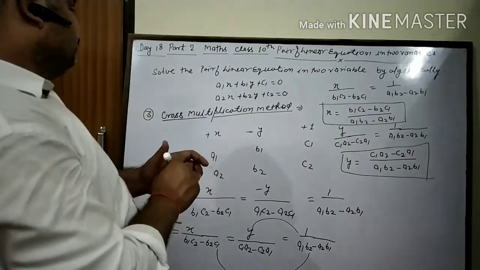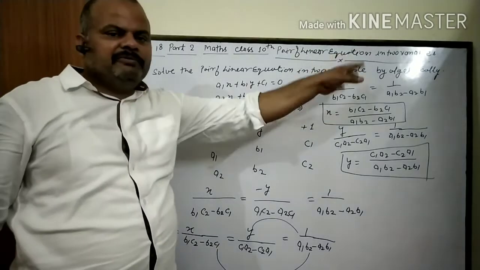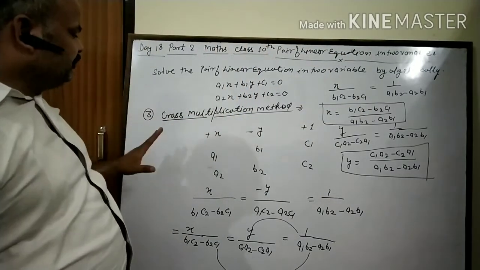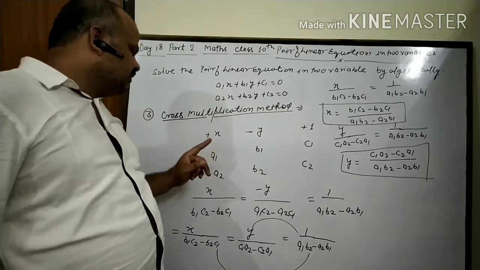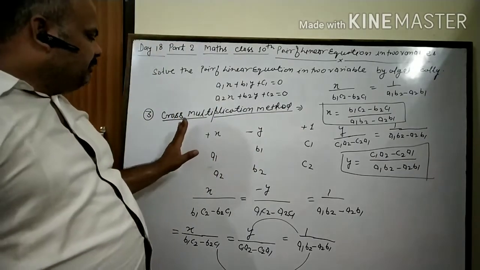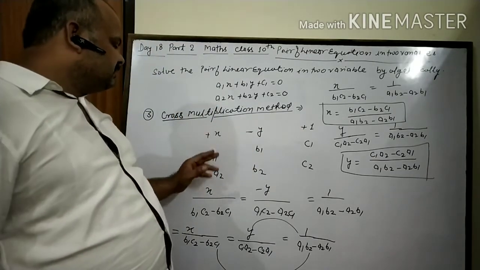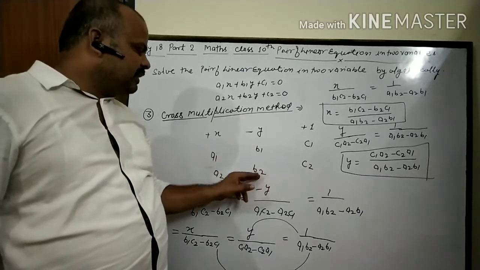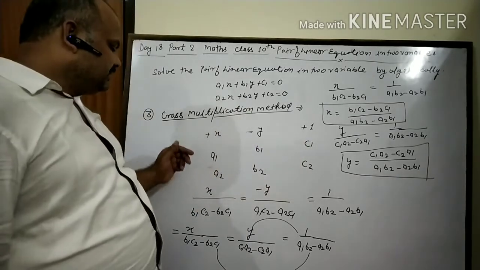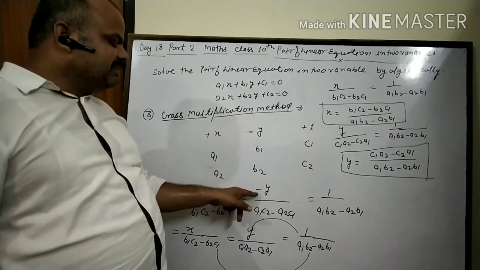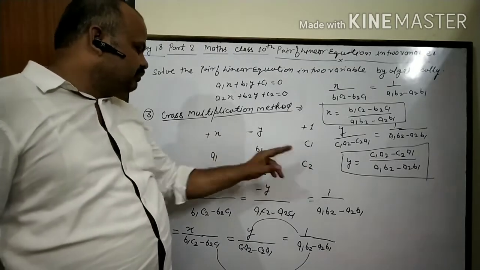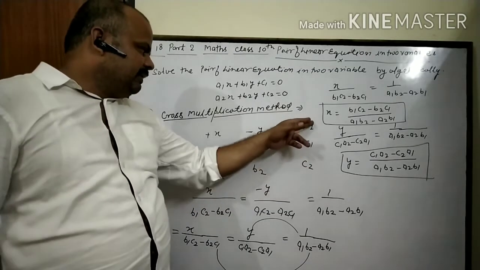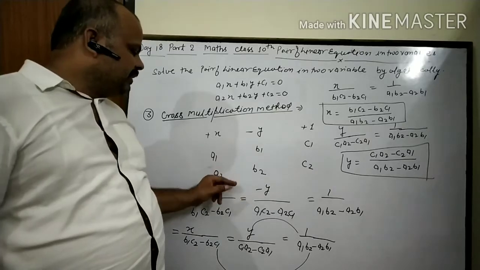Then see what you can do. If you forget the formula, clear, then you can make x, minus y, plus 1. And the denominator of x is b1 c2 minus b2 c1. In the same way, for the denominator of y, since y has the negative, then minus y, you can cover it, a1 c2 minus a2 c1, and for 1, a1 b2 minus a2 b1.